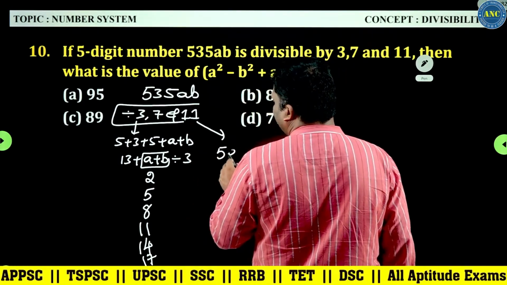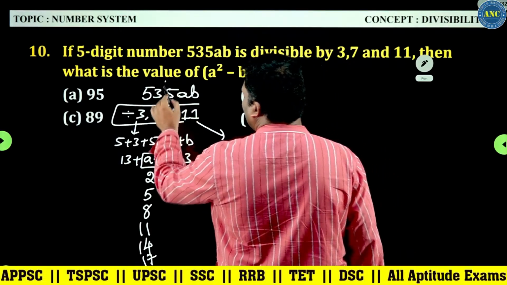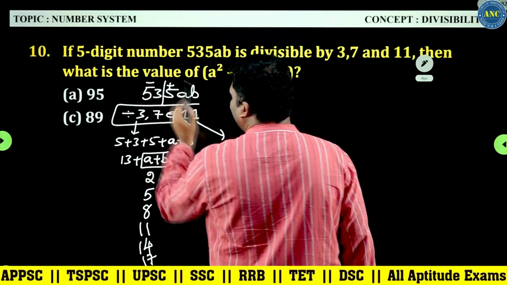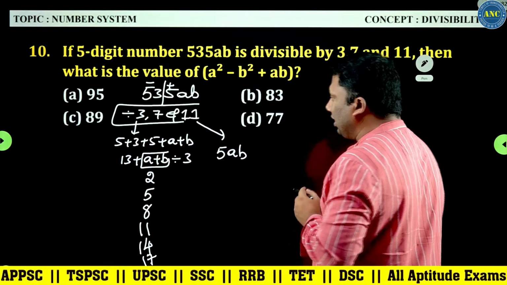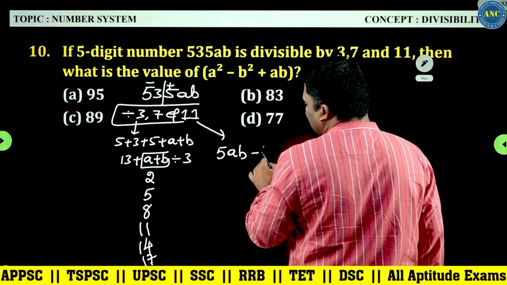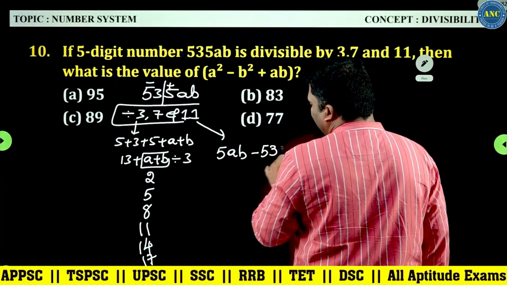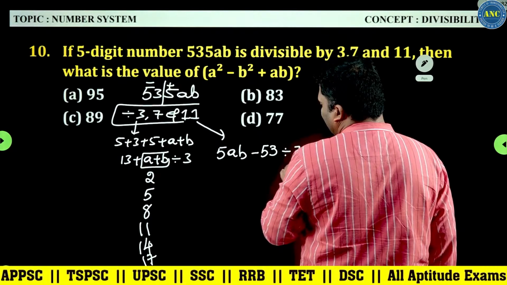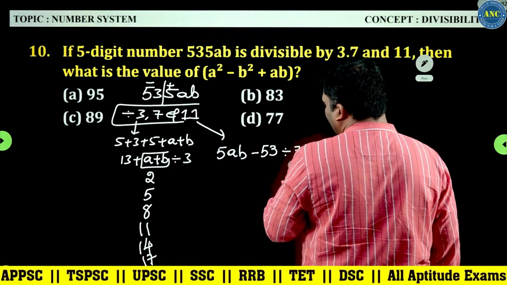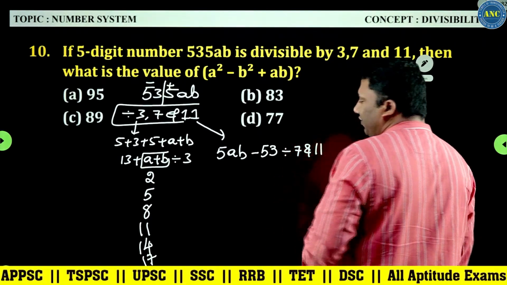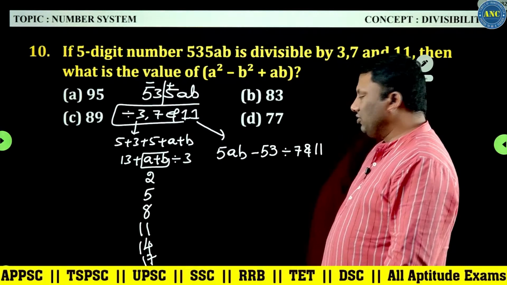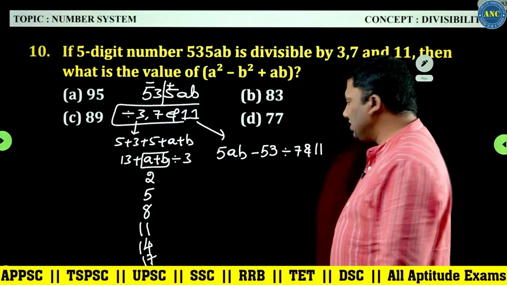What is the divisibility rule of 7 and 11? Take a group of 3 digits, starting from the right-hand side. Alternately, plus and minus. 5ab minus 53 should be divisible by 7 and 11.